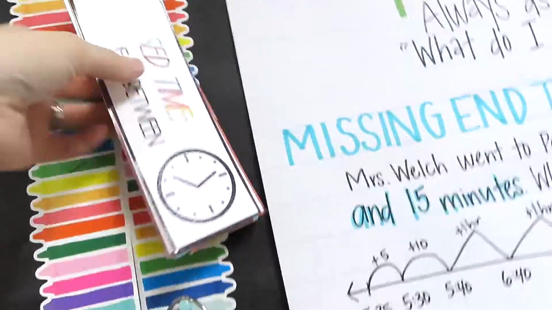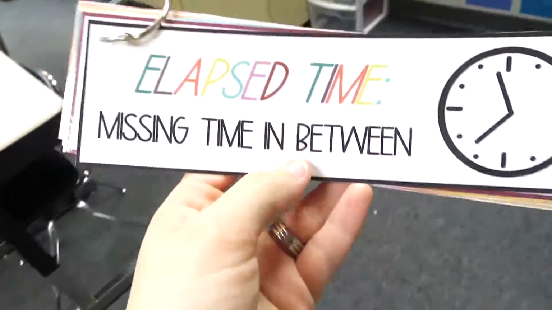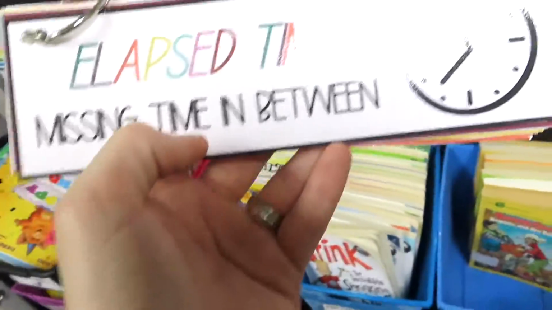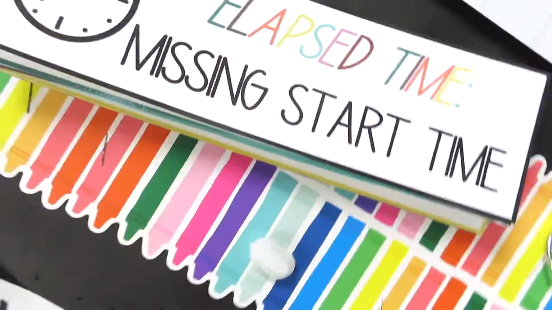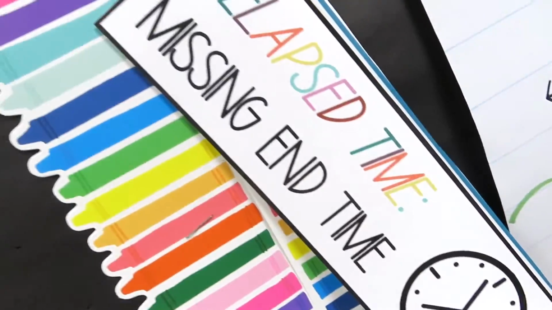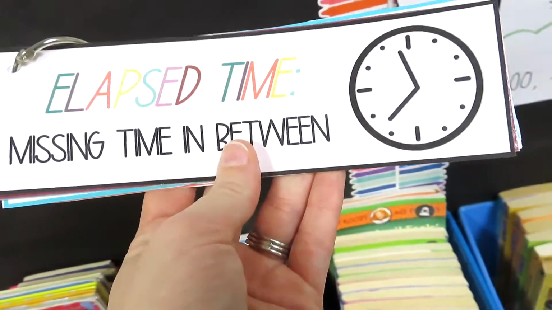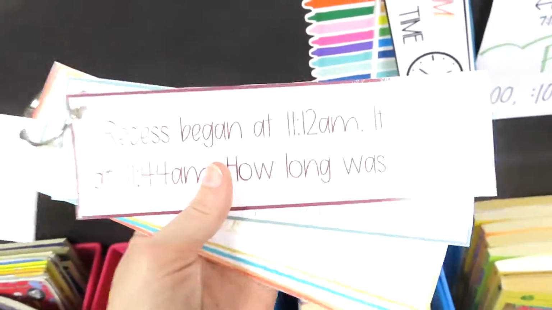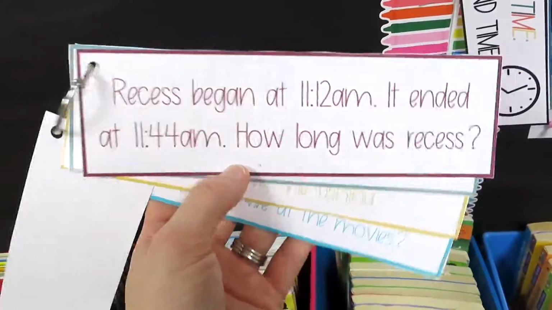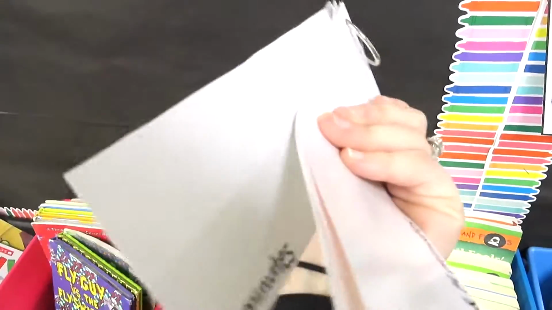Now, all I did was I created them based off of the different areas of elapsed time. So like missing time in between, missing start time, and missing end time. So depending on where the students are struggling, I can easily tell them, hey, go grab this piece and go to your desk. Now, each of them are questions, and for their benefit, I already put the, sorry, I'm trying to do this with one hand.